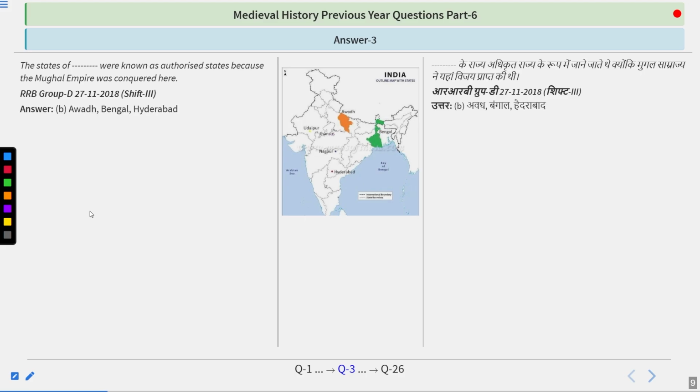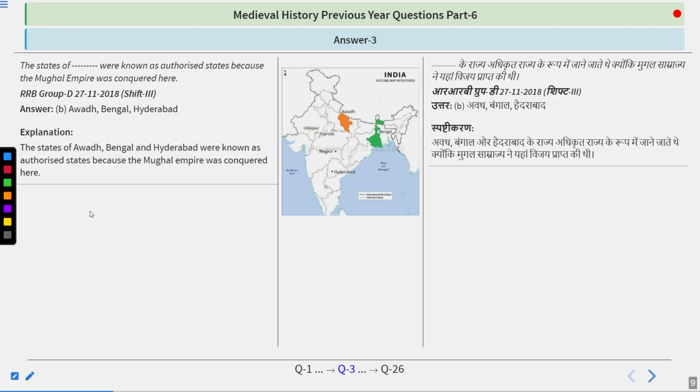The states of Dash were known as authorized states because the Mughal Empire was conquered here. So the states of Awadh, Bengal, and Hyderabad were known as the authorized states because the Mughal Empire was conquered here. So remember these places.